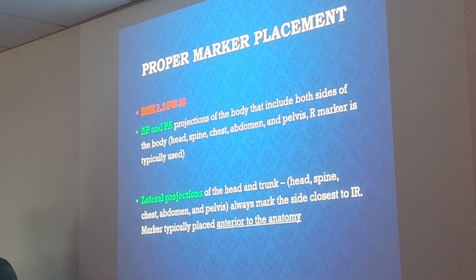Except for ribs, that's the only one. Don't confuse that. It's the AP.